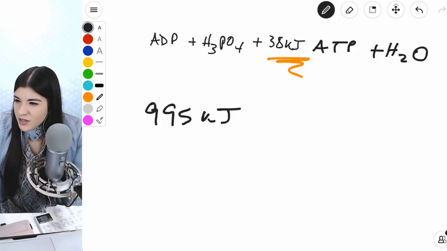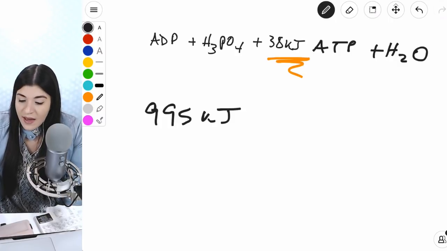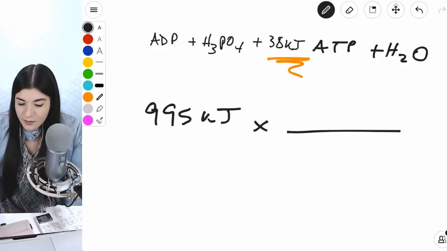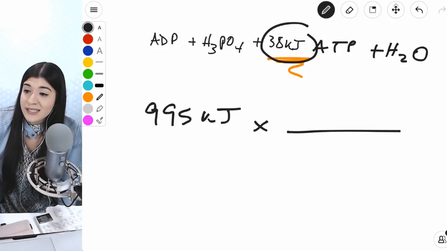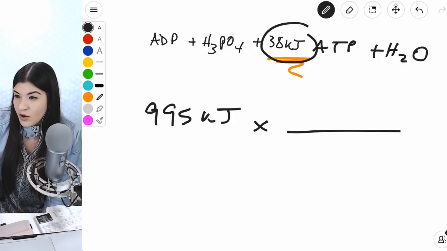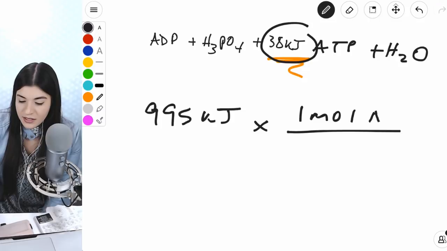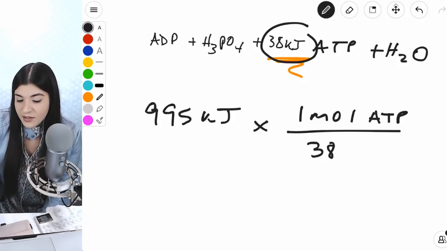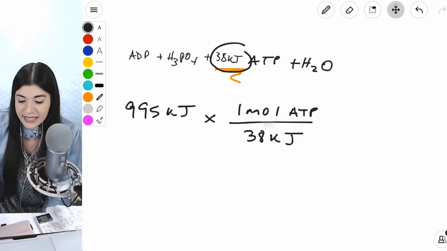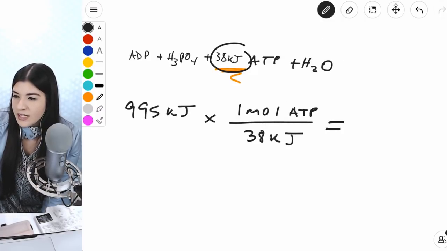So what I'm going to start off with is that 995 kilojoules of energy, since that's what they give us. And then I'm going to multiply this by the amount of kilojoules we have for every 1 ATP, since that's all they're giving us. They're asking for how many moles of ATP, so I'm going to put 1 mole of ATP, because that's what was given in the formula. And on the bottom is that 38 kilojoules. That's all we would use, since they're giving us the energy.